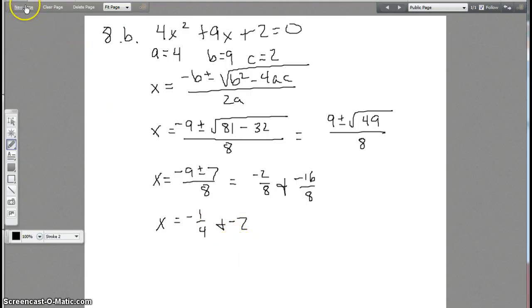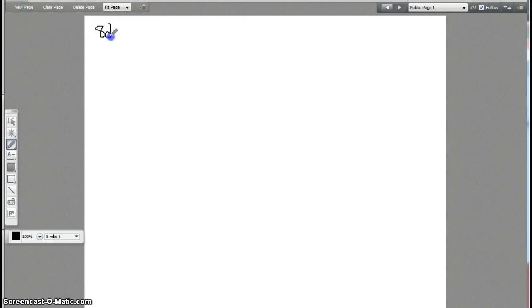Now let's look at part D. Number 8D. The problem is 8x squared minus 5 equals 0. Now this is already in standard form, so we can go ahead and write down our A, B, and C values. A is the number in front of our x squared. That's an 8.